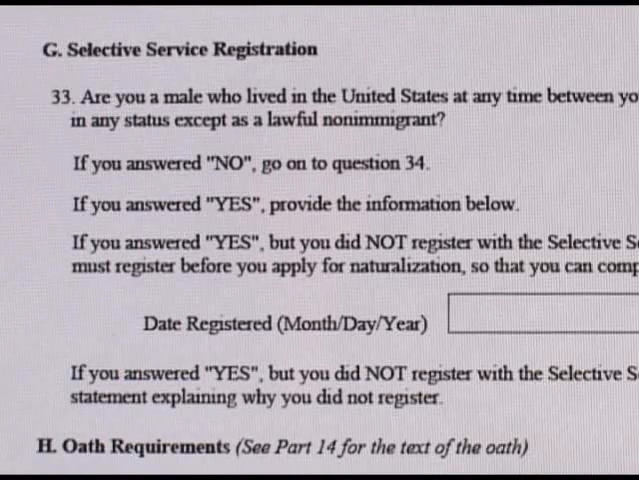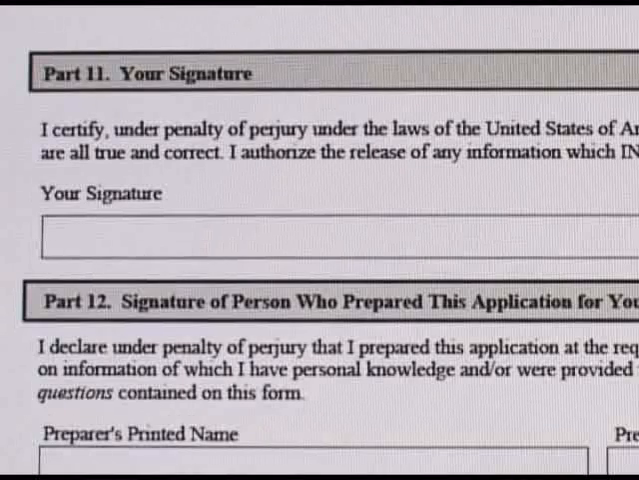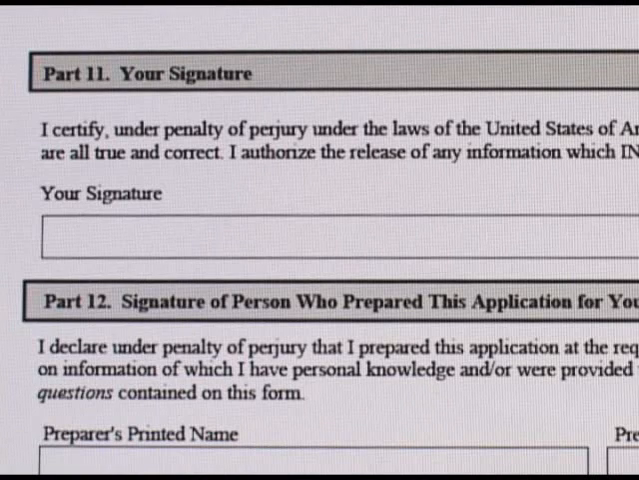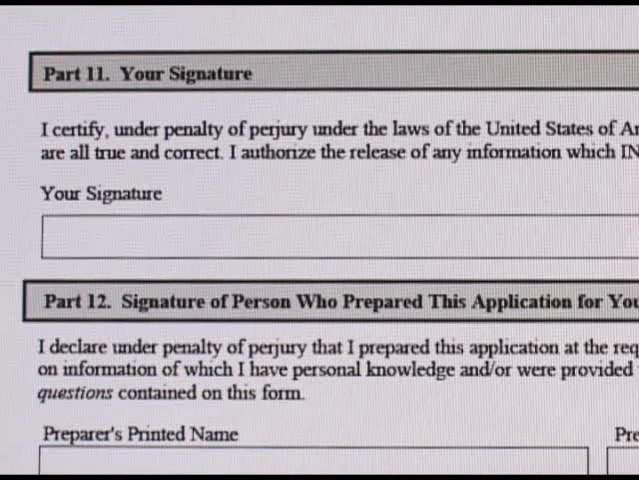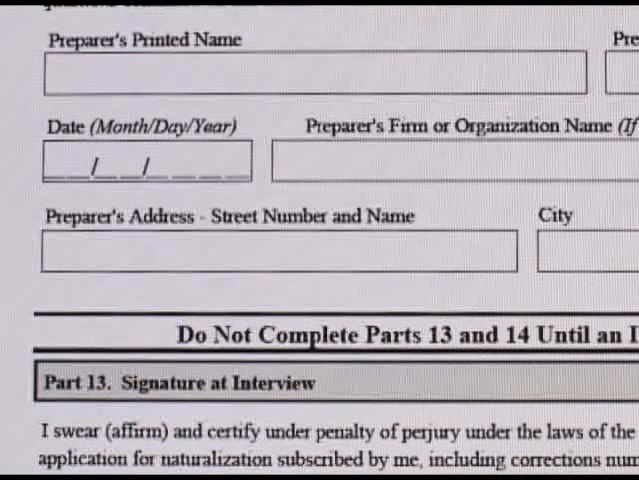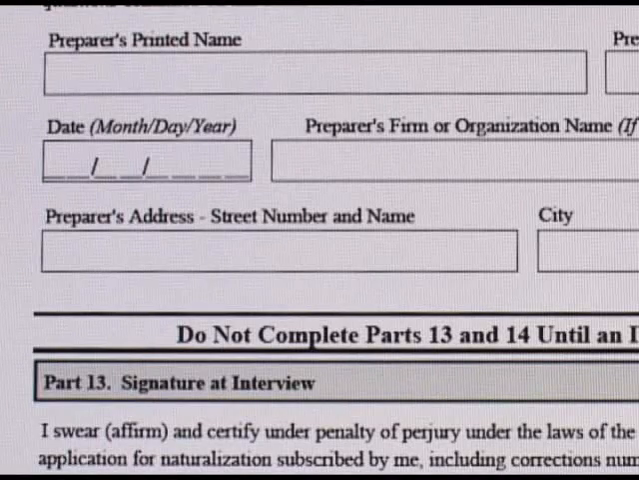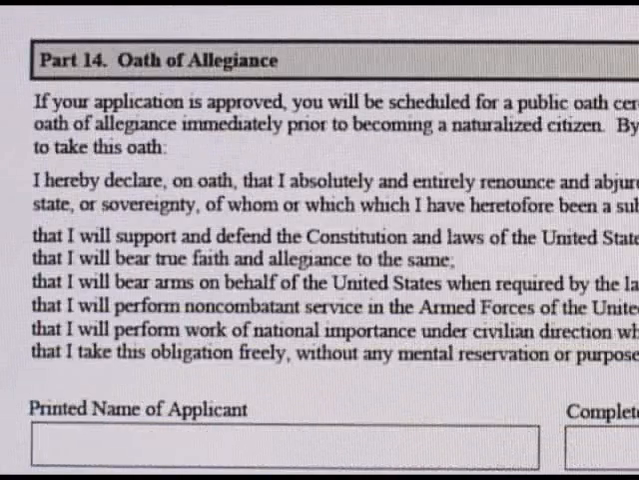Page 9, Part G. If you are a male living in the United States between the ages of 18 and 26, you must register with Selective Service before applying for naturalization. If you registered but cannot find the Selective Service number, I suggest you visit the Selective Service website to obtain this information. Part 12. If someone filled out this form for you, he or she should complete this section. Be sure to sign and date the application before mailing it. Do not write anything in Part 13 and 14. That section will be completed at your naturalization interview.